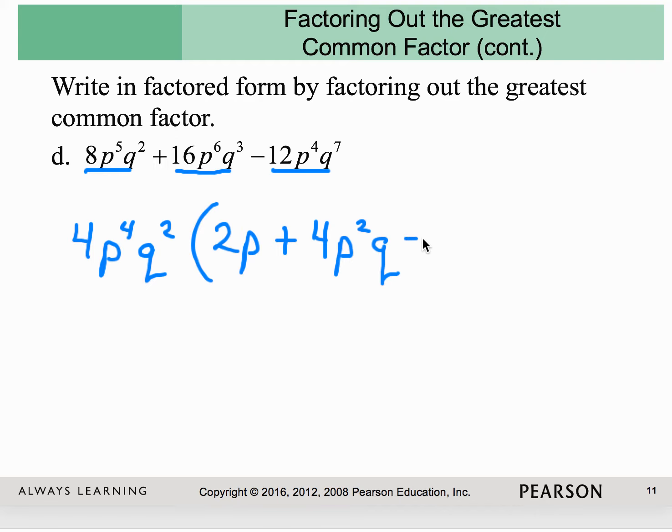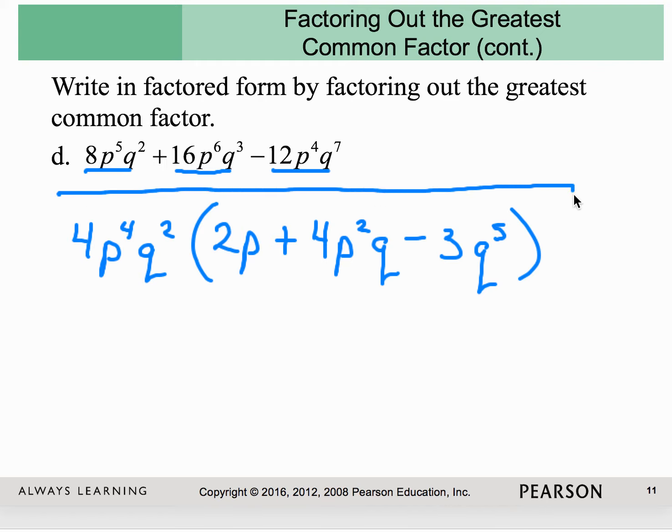Okay, now there's a minus sign, so be careful. What number goes right here? 3. How many p's? None. They're all right here. How many q's? 5. Okay, 3, 4, 2. They don't have any common factors. They don't all have p's. They don't all have q's. Right, left inside here. So I'm pretty confident that I factored it correctly.